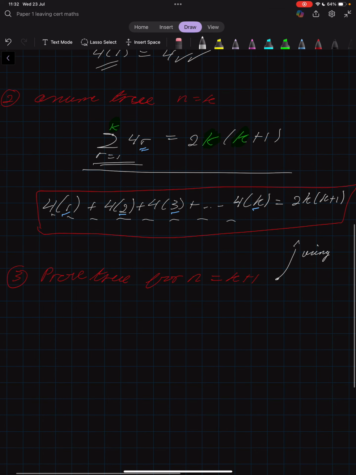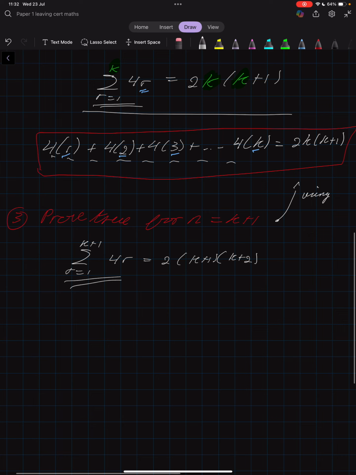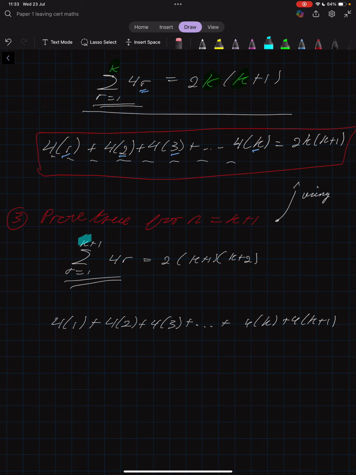So now, what is it I need to prove? I need to prove that the sum from r equals 1 to k plus 1 of 4r is equal to 2. K is now replaced with k plus 1. K plus 1 is now replaced with k plus 2. So it's k plus 1 plus 1. So k plus 2. Now, what is this thing on the left? This is equal to 4 times 1, 4 times 2, 4 times 3, plus dot dot dot, plus 4k, and 4 times k plus 1. So remember, we're going up to k plus 1 this time. And therefore, we're going up to k plus 1 here.